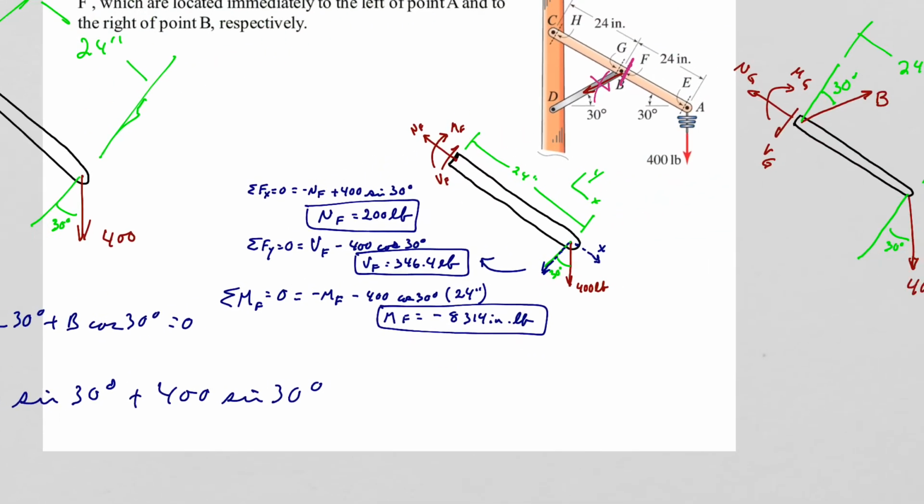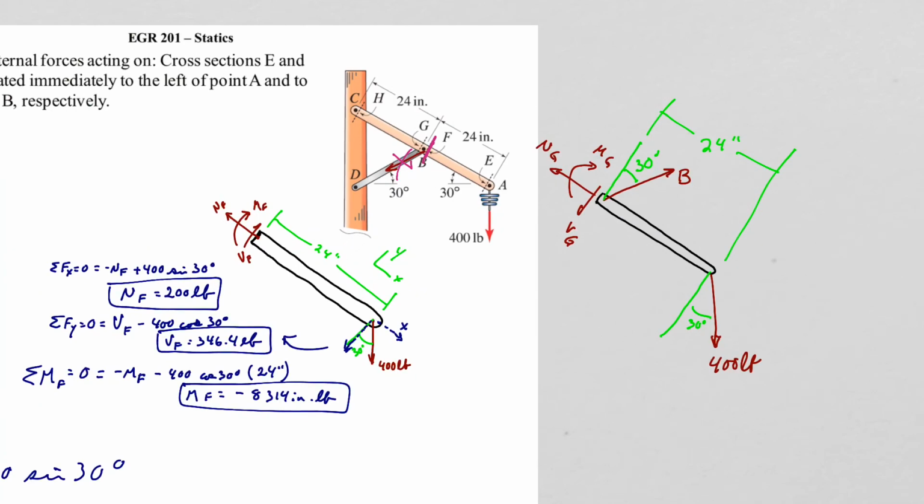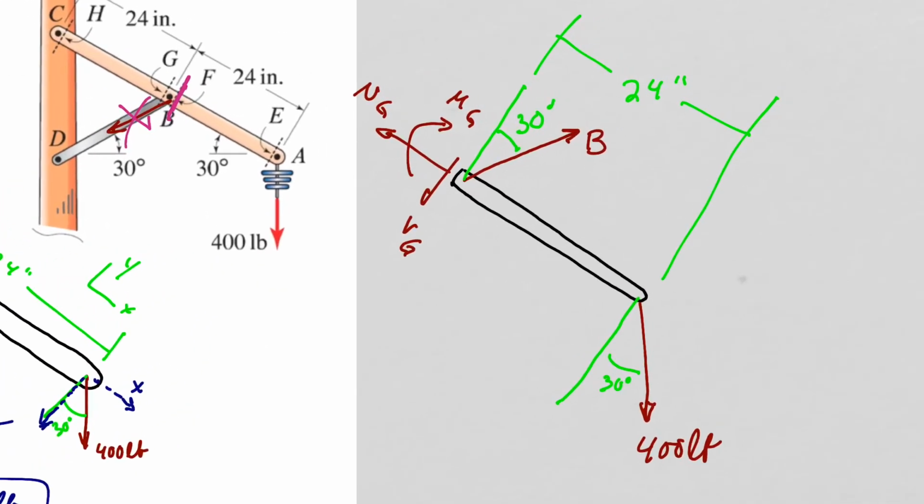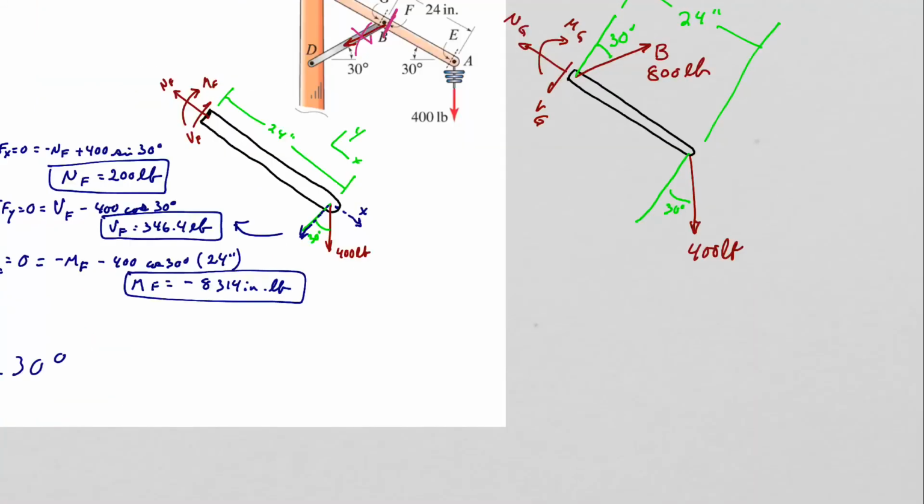Okay, so really I could have stopped with just B because I needed to know B at this location. But now that I know B, we said B is equal to, what did we say, 800 pounds. I can now solve for my forces at this location. So first I'm going to take a look and solve for the shear force. I'm going to sum forces in the y direction equals 0.